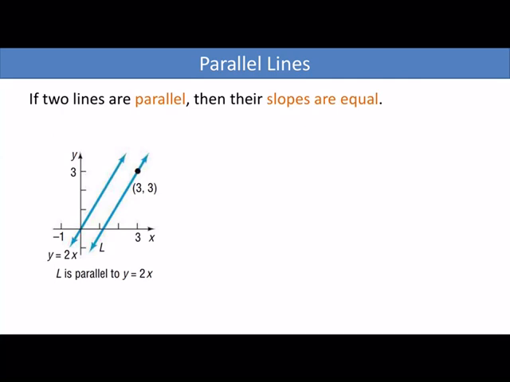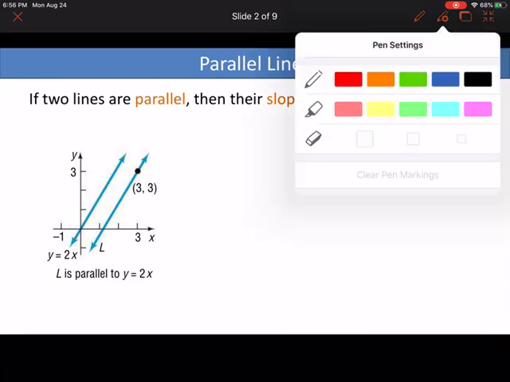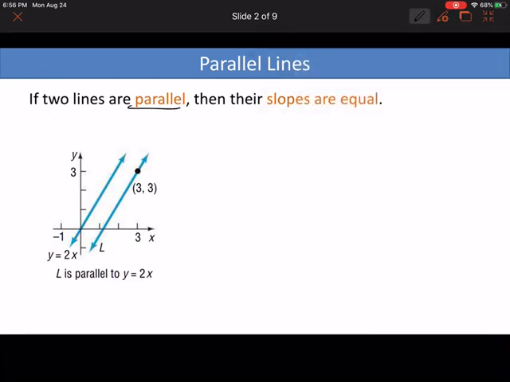All right, parallel lines. Two lines in the same plane that do not intersect. And if they're parallel, then their slopes are equal. Something that you learned in geometry and maybe reviewed again in some other classes.